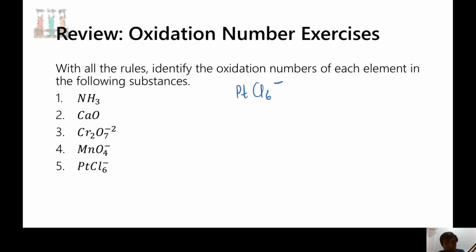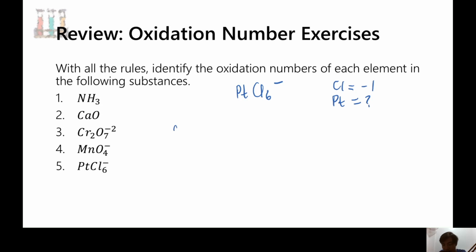Okay, so again, ano yung mga rules na pwede natin i-apply? Remember that for group 7, their usual charge is -1. So we can apply it here. So Cl is usually -1 kasi group 7 yan. So that means we're left with platinum, question mark.